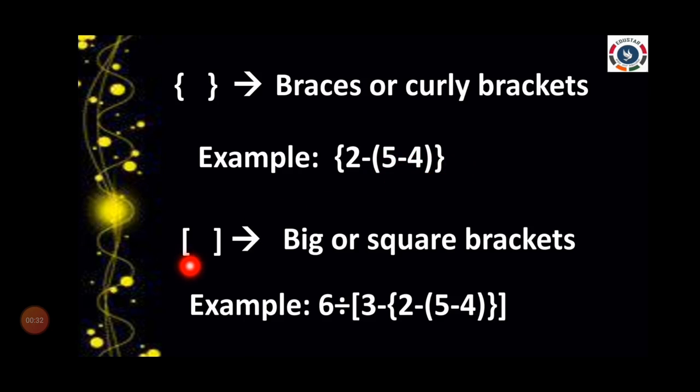And then the last one, the big or square bracket. The example given is 6 divided by 3 minus 2 minus 5 minus 4. Here 3 types of brackets are given. First we give preference to the round bracket, next the curly bracket, then last the big square bracket.